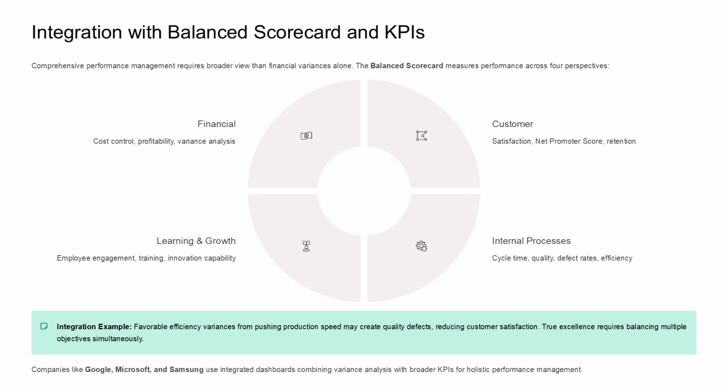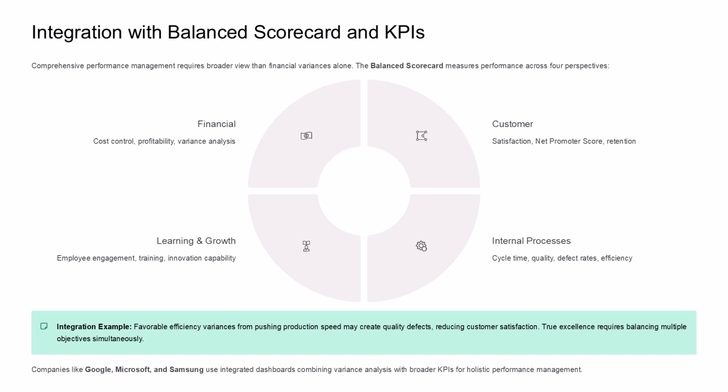You need financial variances plus customer metrics like Net Promoter Score, plus process metrics like cycle time and defect rates, plus learning metrics like employee engagement and skills development. Companies like Google, Microsoft, and Samsung use integrated dashboards that combine variance analysis with broader KPIs. They don't look at cost variances in isolation. They look at cost variances in the context of quality, speed, innovation, and customer value. That holistic view prevents myopic decision-making. It keeps you focused on what really matters, creating value, serving customers, building competitive advantage.